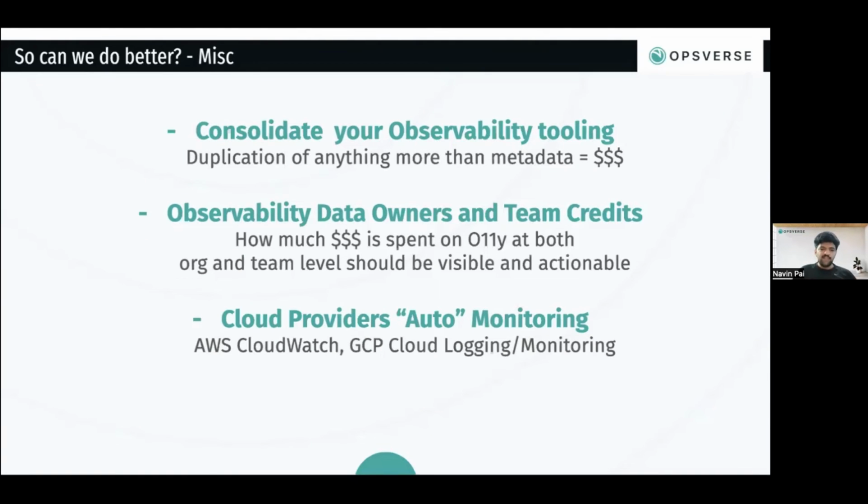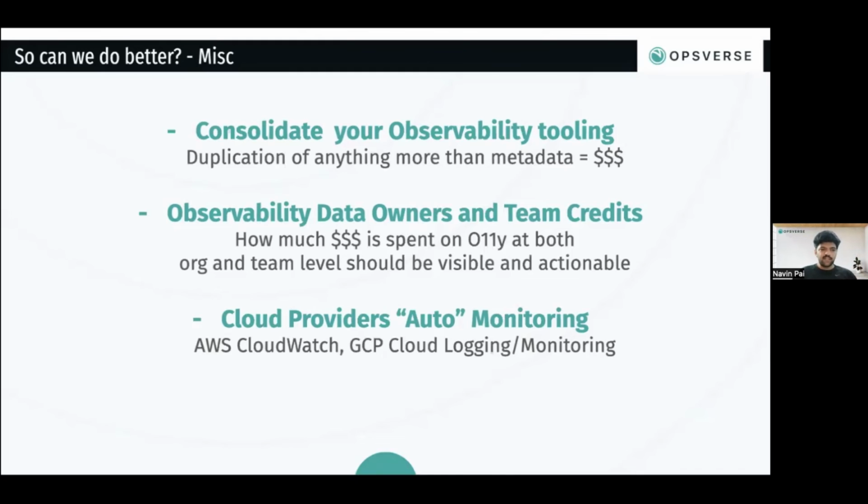Now, if you go above that 500 limit, then automatically whoever owns the observability data within that team gets a notification saying, hey, your team credit was 500 GB, but you have spent say 550 or 600 GB. So you need to bring that under limit, right?